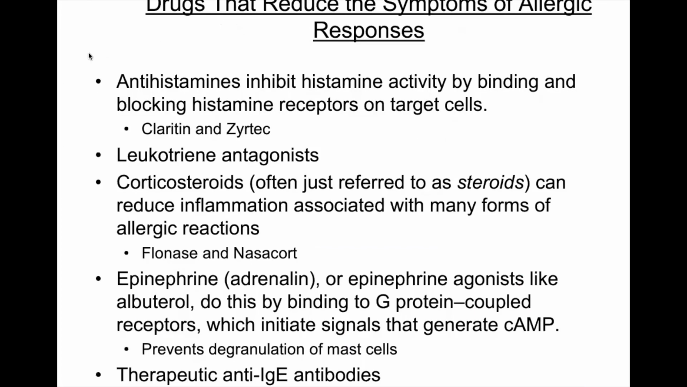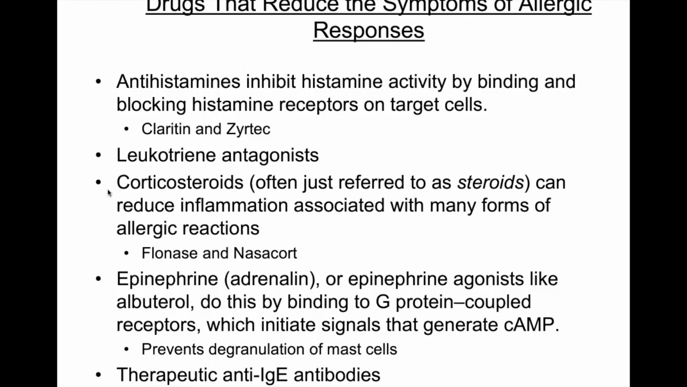So there are a number of drugs that can be used to reduce the symptoms of allergic reaction. The ones that people are probably most familiar with are antihistamines. This is going to block the histamine activity so that cells that have histamine receptors can't be activated. So things like Claritin, Zyrtec, Allegra, Benadryl, those can also be used. Leukotriene antagonists are also used. Those aren't as common.